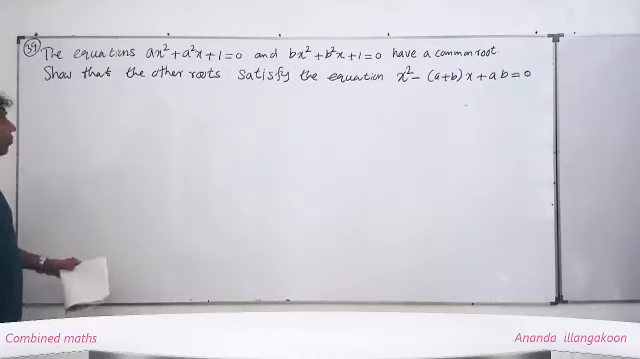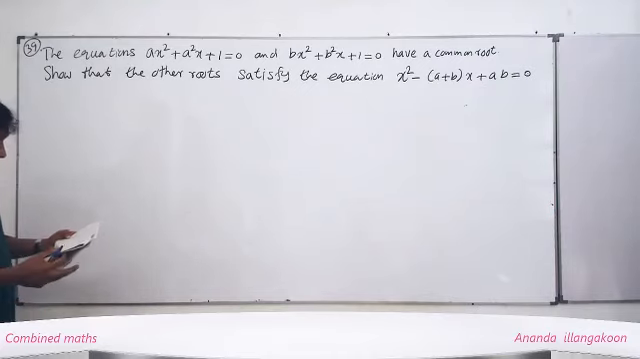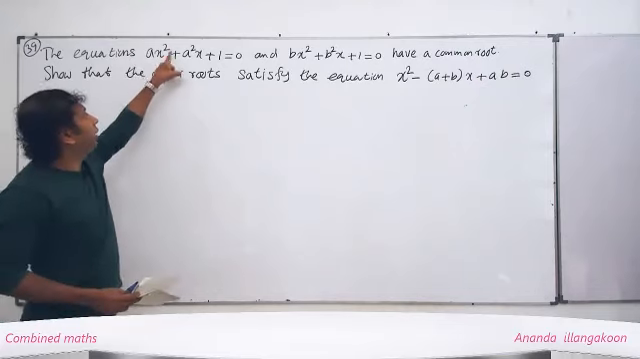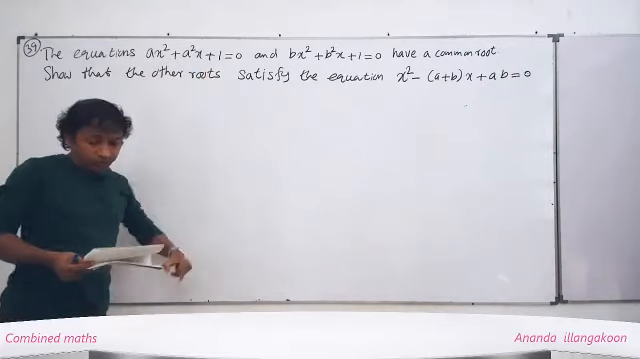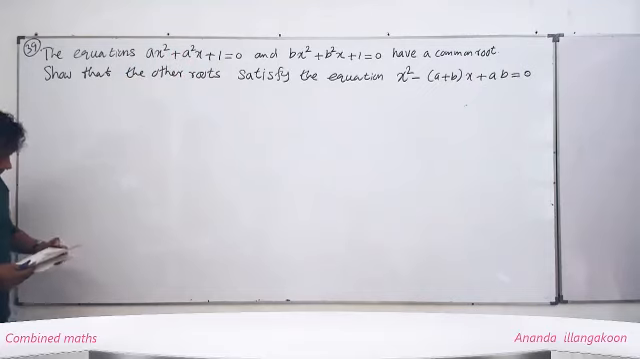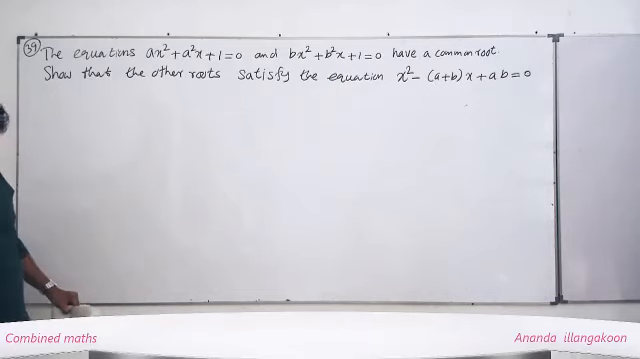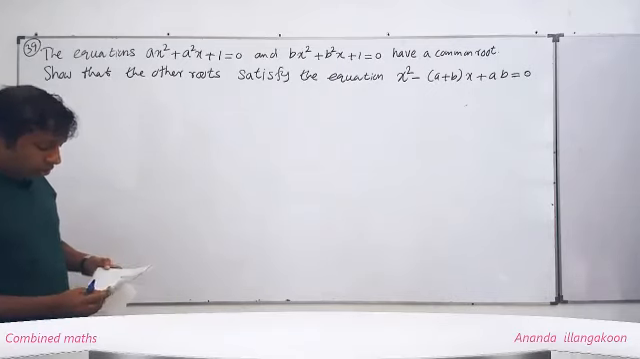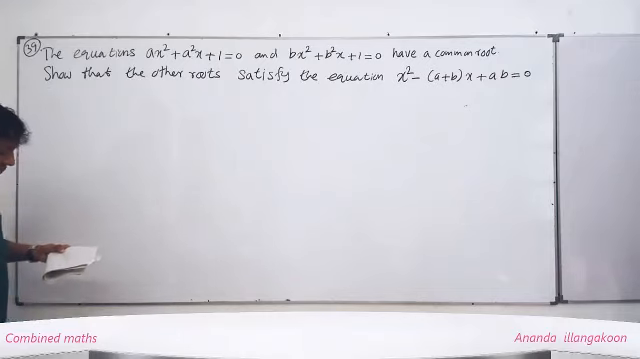The equations ax squared plus a squared x plus 1 equals 0, and bx squared plus b squared x plus 1 equals 0 have a common root. Show that the other roots satisfy the equation. We'll see, people, how to take this.